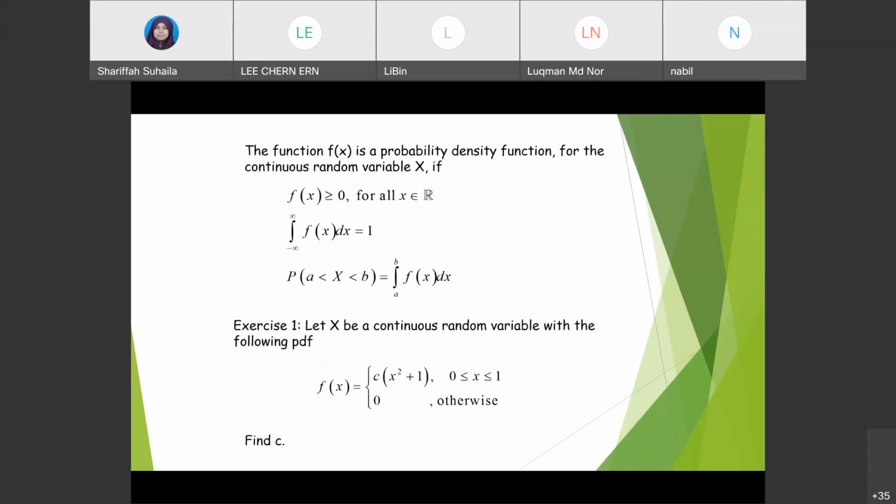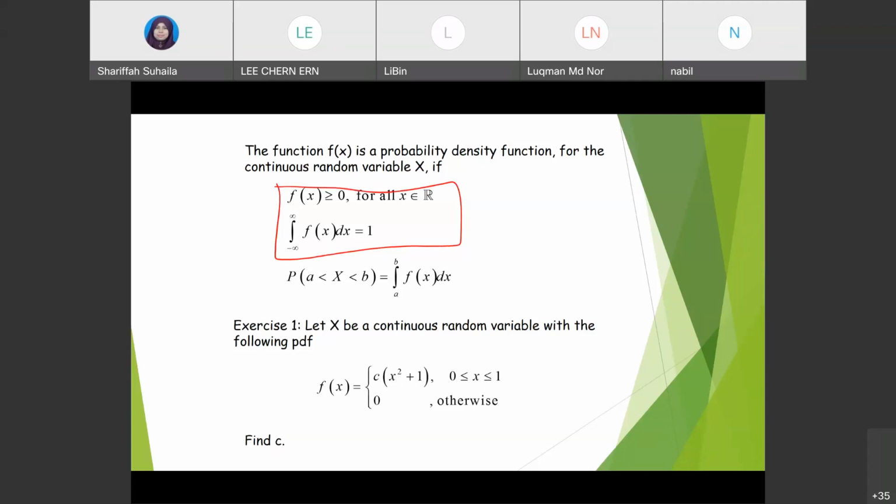Okay, properties of the probability density function. All probability must be greater than or equal to 0. And then total probability must equal 1. So that means you will integrate from minus infinity up to infinity, f(x) dx equals 1.